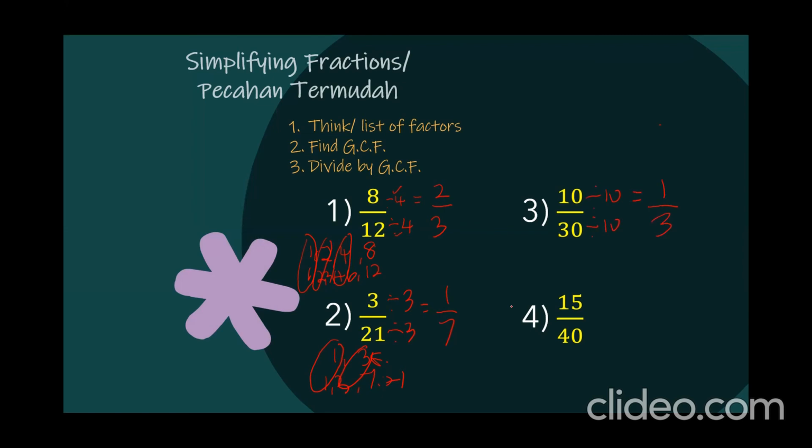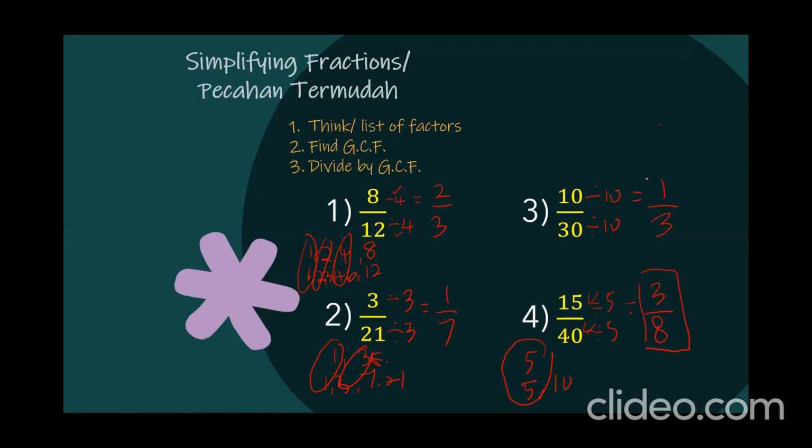Okay, now look at number 4. We have 15 over 40. All numbers that end with 5 can be divided by 5, while all numbers that end with 0 can be divided by 5 and 10. So the common factor here is 5. So now 15 has to be divided by 5, and 40 also has to be divided by 5. So we got 3 over 8. So this is the answer for number 4.